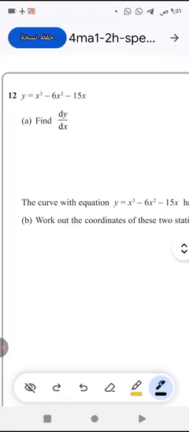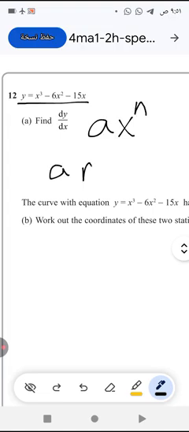This type of question is very, very important. The differentiation of a x to the power of n is a multiplied by n, your coefficient times your power, and write x to the power of n minus 1. Subtract 1 from your power. By using this rule, we can find dy over dx for this function.